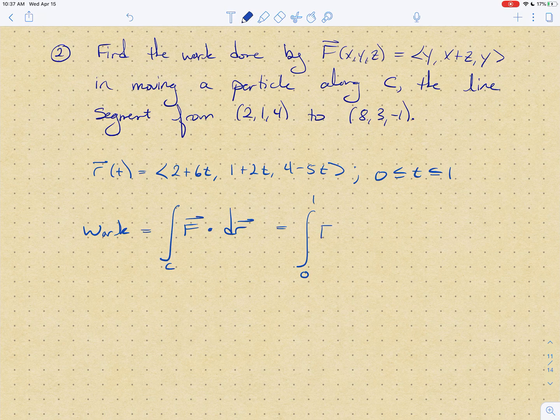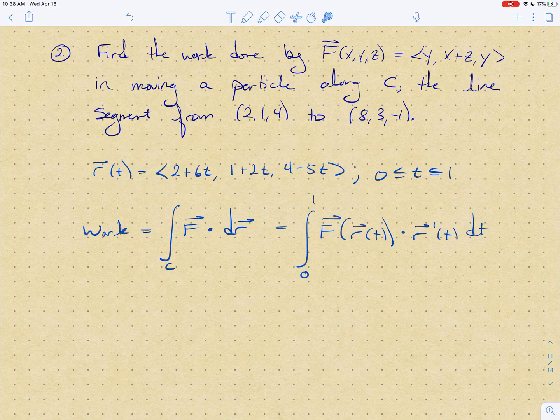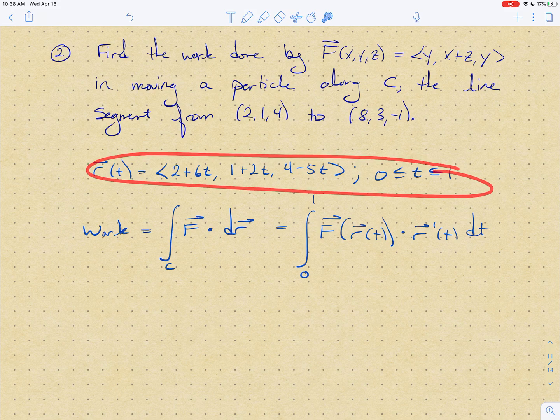Now we know that we can translate this to the integral from 0 to 1, in our case, of F of r of t dot with r prime of t. Typically you're not given the parameterization. I went ahead and wrote that down just to save time. It's just a line segment starting here, going there. Make sure you can do that. Maybe pause the video and make sure that you can come up with this yourself.